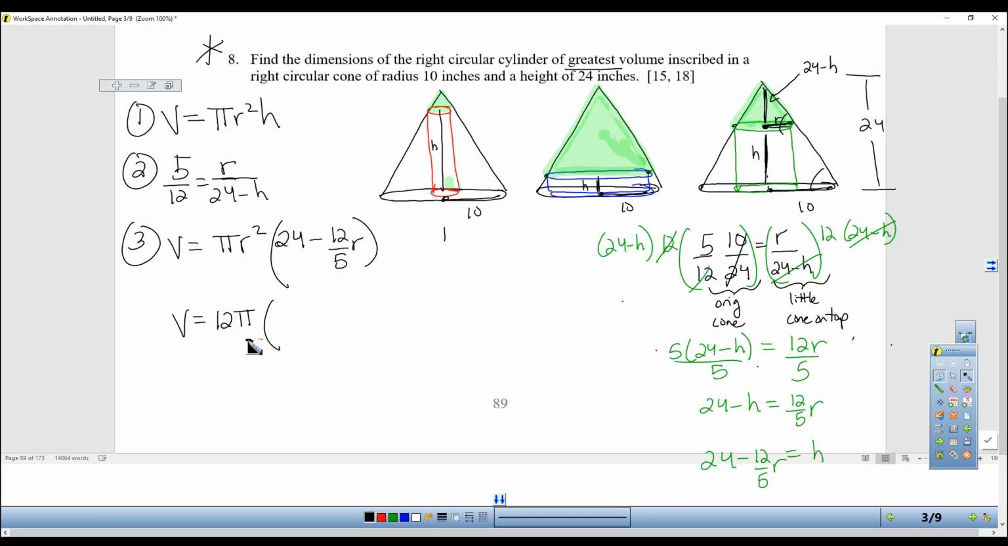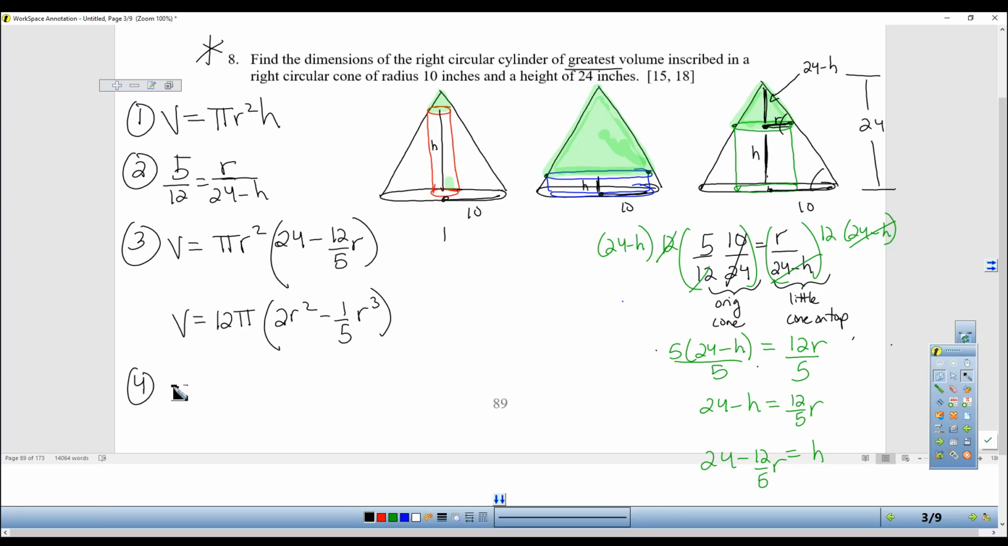This is just a constant, so I don't mind that that's on the outside. But I don't want an r on the outside because then I have a product that would require product rule. So I took out the 12. That leaves me with 2, and I'm putting in the r squared. I took out the 12, which leaves me with 1/5, and I'm putting in the r squared. So now I have r cubed.